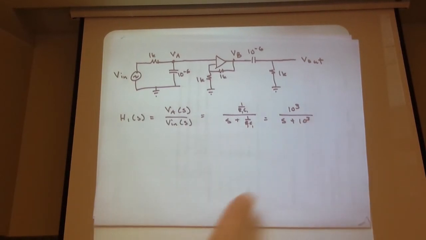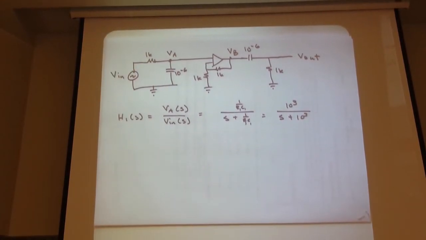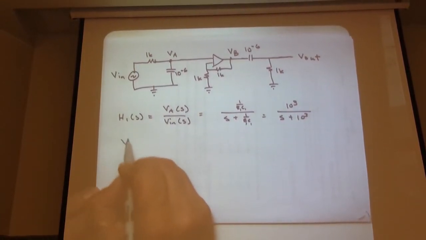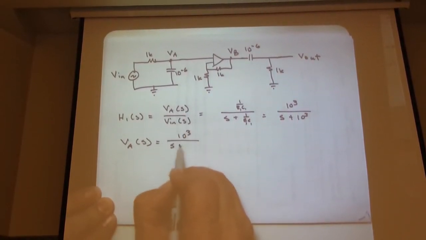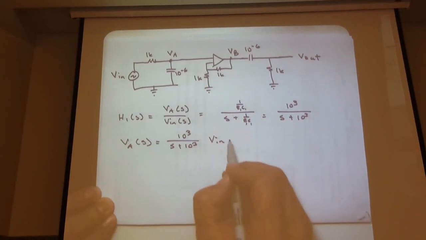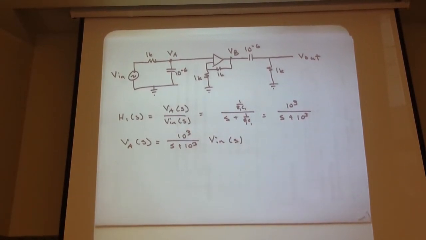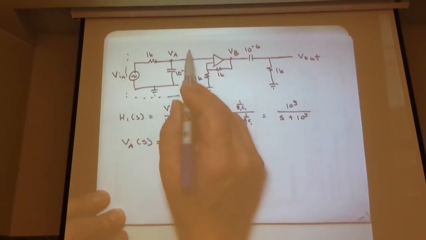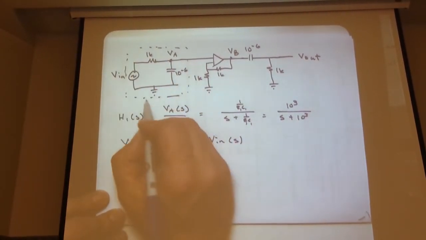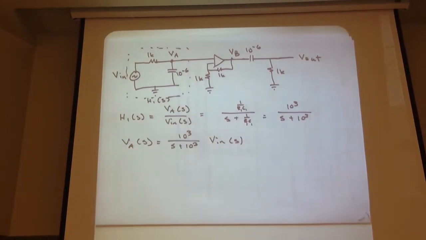Do we agree? No problem. So that's the transfer function VA over Vin. Or in other words, we can write VA(s) equals 10 to the 3 over s plus 10 to the 3, times Vin(s), right? I mean, that's where the transfer function came from. It's the ratio of the output over the input. Now with our voltage divider, that was this guy. We call that H1(s).